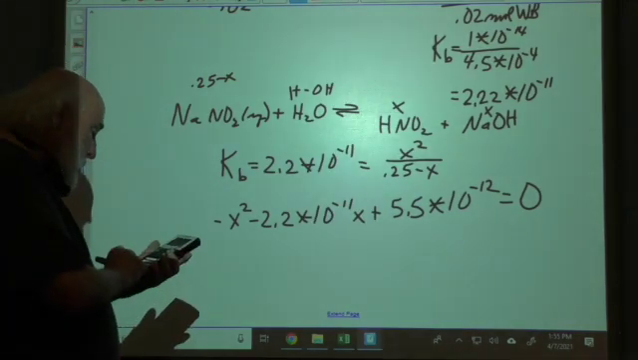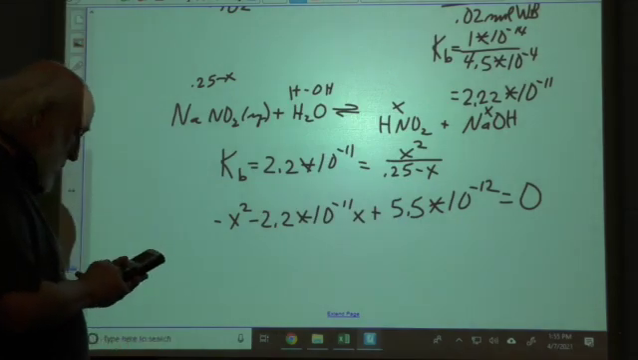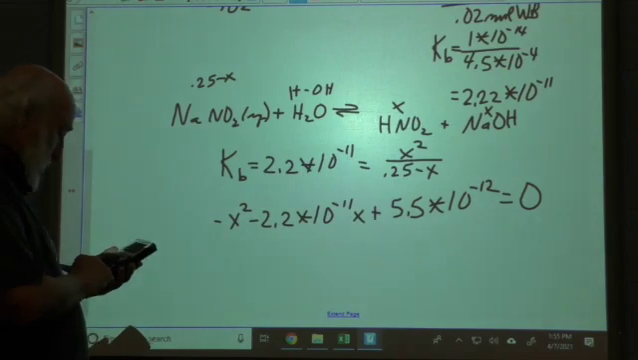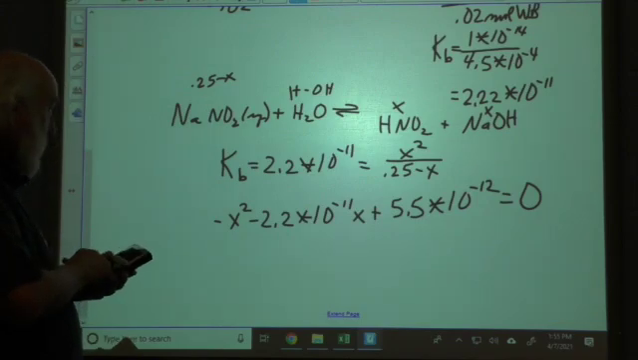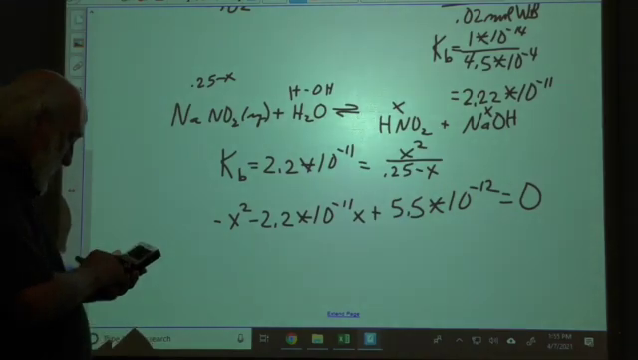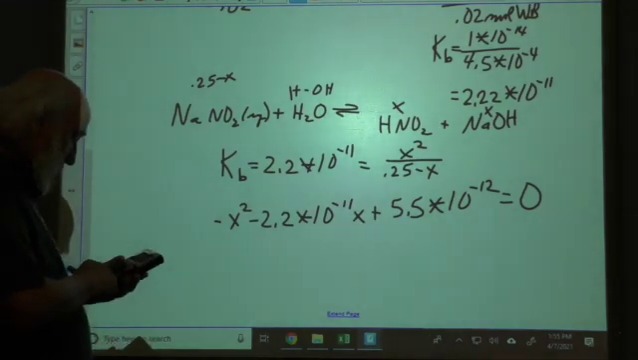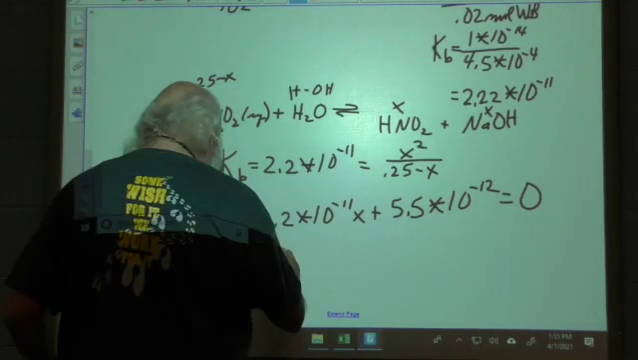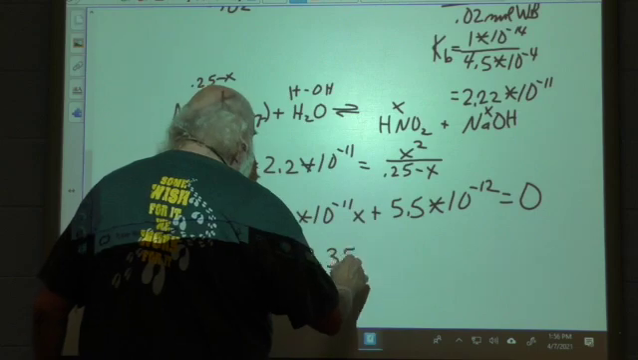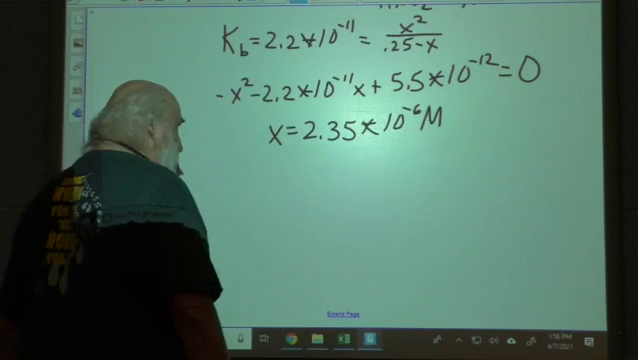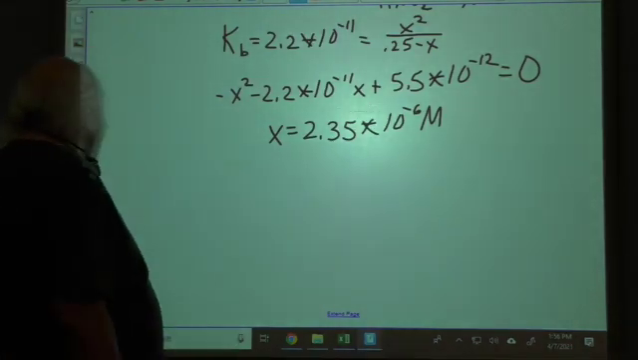Okay, so turn on your calculators again for the 10 millionth time, get the quadratic formula going there. Got negative 1 for A, negative 2.2 E negative 11 for B, and 5.5 E negative 12 for C. And you get 2.35 times 10 to the negative 6 moles per liter. That is the concentration. But what does X represent?